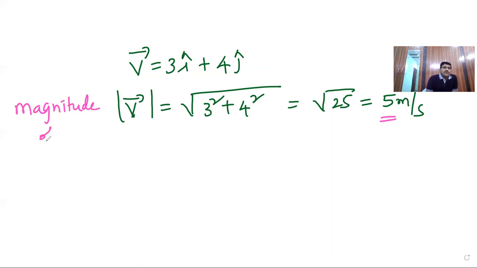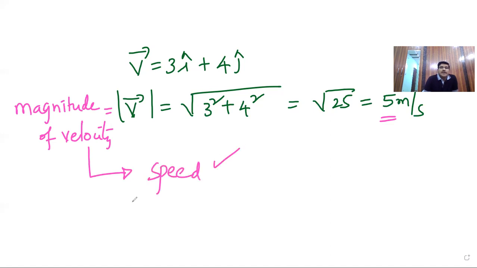5 meter per second. This is the magnitude of velocity. Magnitude of velocity, 5 meter per second. Clear? 5 meter per second. Magnitude of velocity itself is nothing but speed. Speed is nothing but magnitude of velocity.